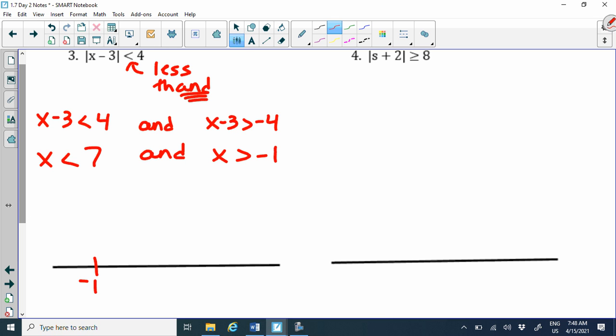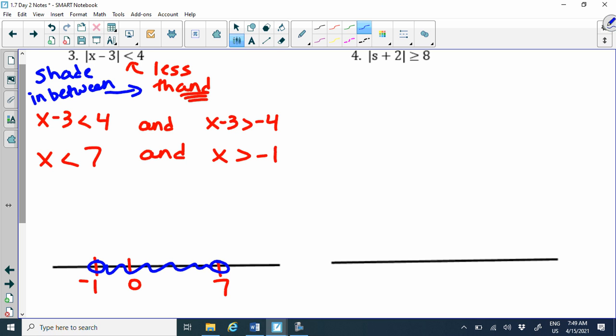Okay, so now what we need to do is place our numbers on the number line. So I have -1 and 0 is going to be in between. And then I have +7. Now from here, I need to decide, do I have open or closed circles? I have open circles because I do not have an equal bar. Now, as we said, with and problems, we're going to shade in between. Okay, so now from here, I just shade, and now I write my interval notation.